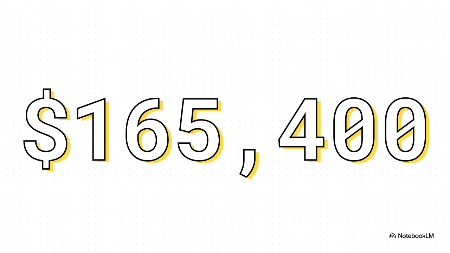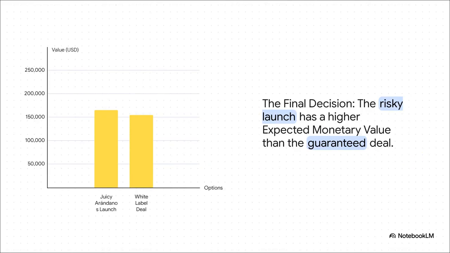We've just got one more step. We need to figure out the total EMV for the entire Juicy Arandanos launch idea. So we take the value of the Public Strategy path and the Cola Media path, and we weight them by the probability of each agency being chosen in the first place. And after that final bit of math, we get our answer. The total expected monetary value for launching the new juice is $165,400.